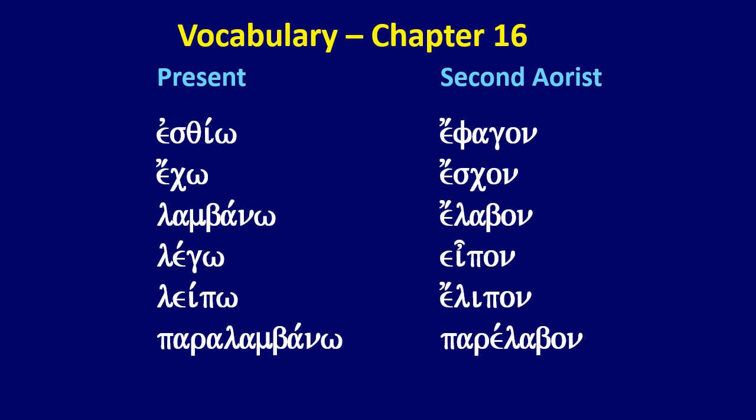Then you have lego, I say or speak in the present tense, and eipon, a very different spelling again, for the second aorist form. Eipon would mean I said or I spoke. And then you have leipo, meaning I leave, or in the second aorist spelling, elipon, I left.